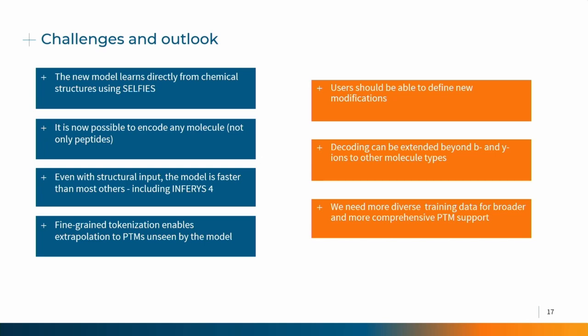Also, now that we can encode any molecular type, the next reasonable step might be to decode fragment intensities for different types of molecules, so beyond b and y ions. And as always, we need more and more diverse training data so we can support existing PTMs more comprehensively, but also broaden the number of PTMs that we support with the next models.